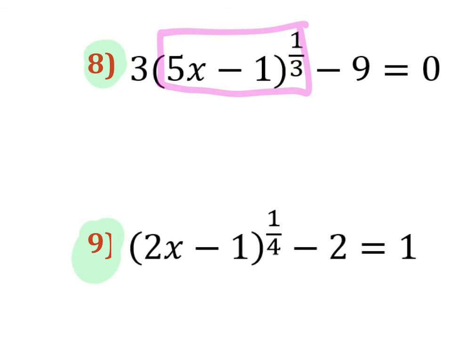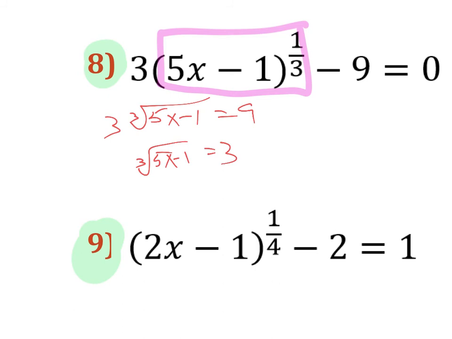Okay, so I'm going to move the 9 over. So we'll have 3 times the cubed root of 5x minus 1 equals 9. Then we'll divide out the 3. So now I have the cubed root of 5x minus 1 equals 9 divided by 3 is 3. Then we'll raise both sides to the third power. Third root, third power knocks each other out. So I have 5x minus 1 equals 27.